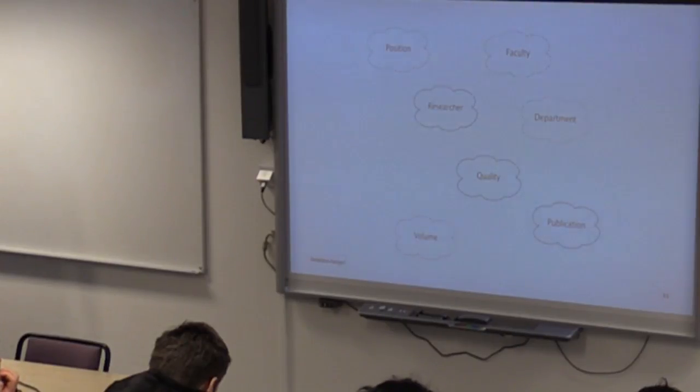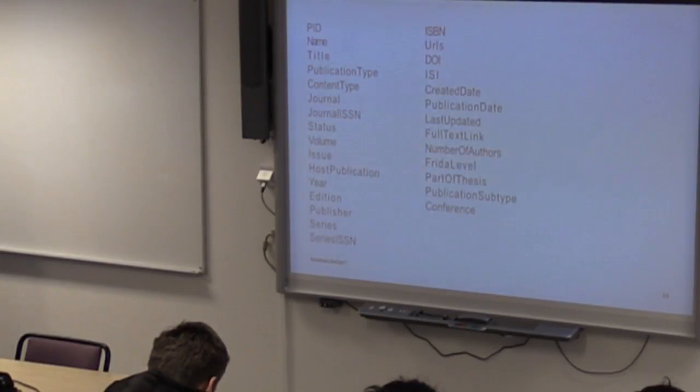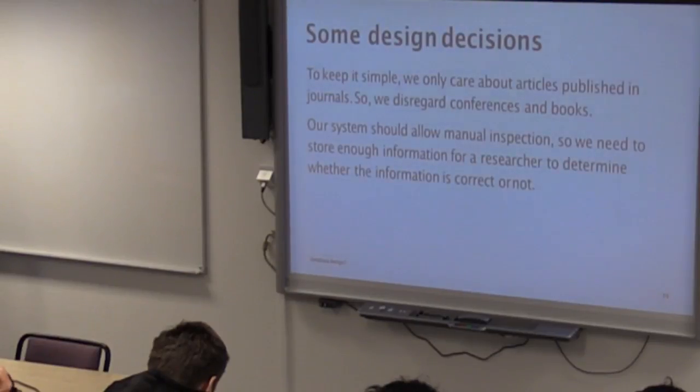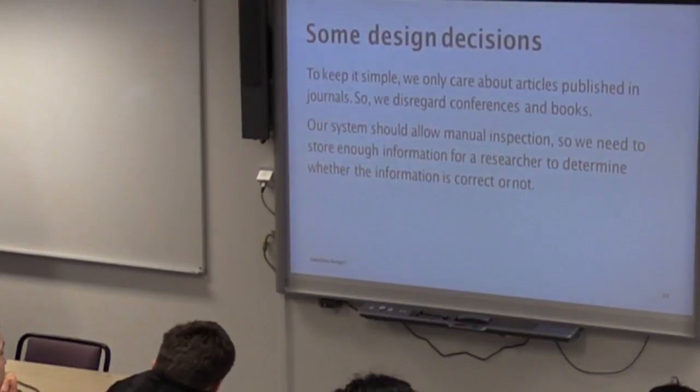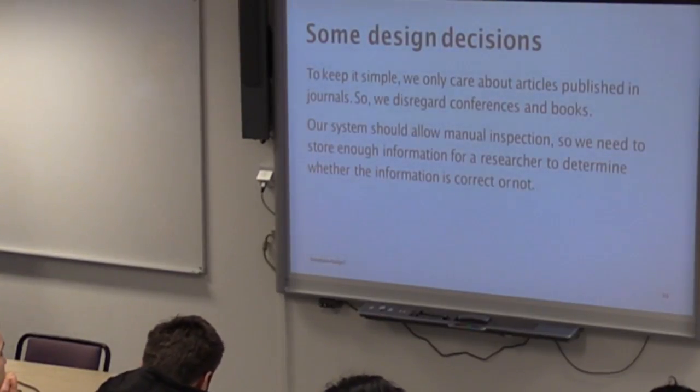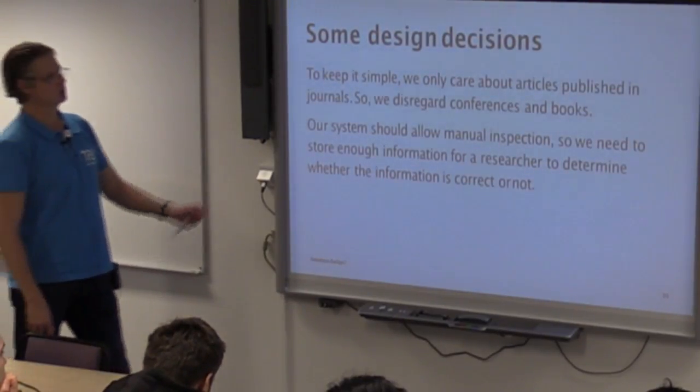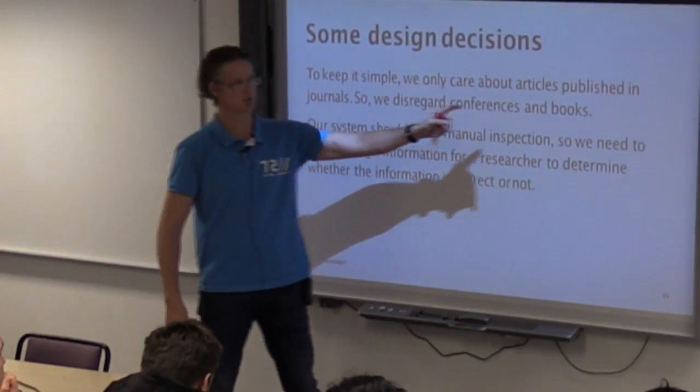So there are perhaps a few: the position, the faculty, department, volume. They might not be there. They don't contribute anything at all to whatever we are trying to model here. And this is also one of those design decisions. We are just talking about journals, articles published in journals. So we don't care about conferences, and we don't care about books.